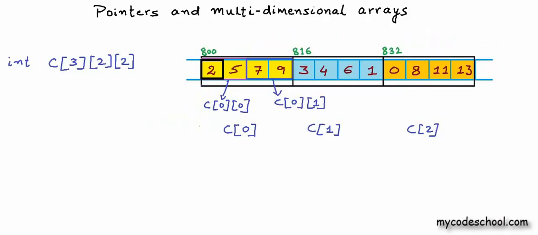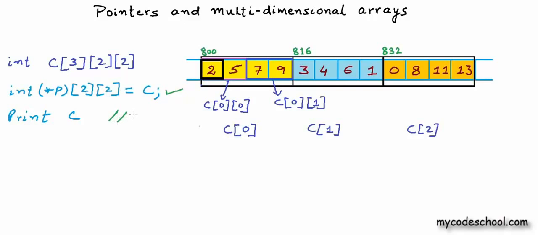This time just using the array name C will give us a pointer to a 2-dimensional array of integers of size 2 cross 2. So we can write a statement like this: I have declared a pointer to 2-dimensional array of integers of size 2 cross 2 here. The name of the pointer is P. If I would just print P or C here, and I'm not writing the complete printf statement once again, my output will be 800.